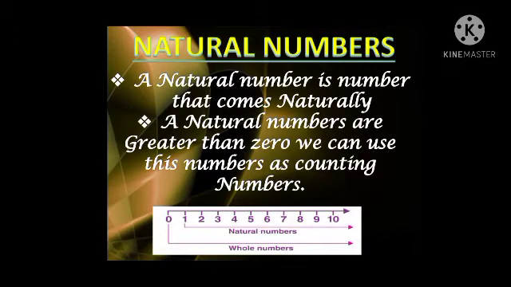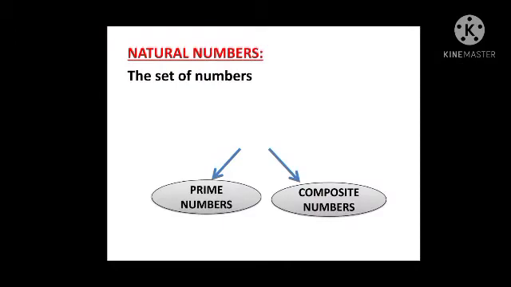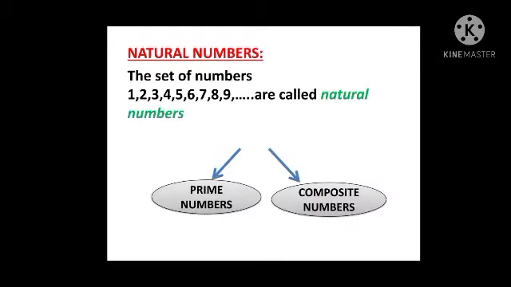Natural numbers are also known as counting numbers. Students, the natural numbers are the set of positive integers from 1 to infinity. Natural numbers start with 1, 2, 3, 4, 5, 6 and it goes on. The set of numbers 1, 2, 3, 4, 5, 6, 7, 8 and 9 are called natural numbers.